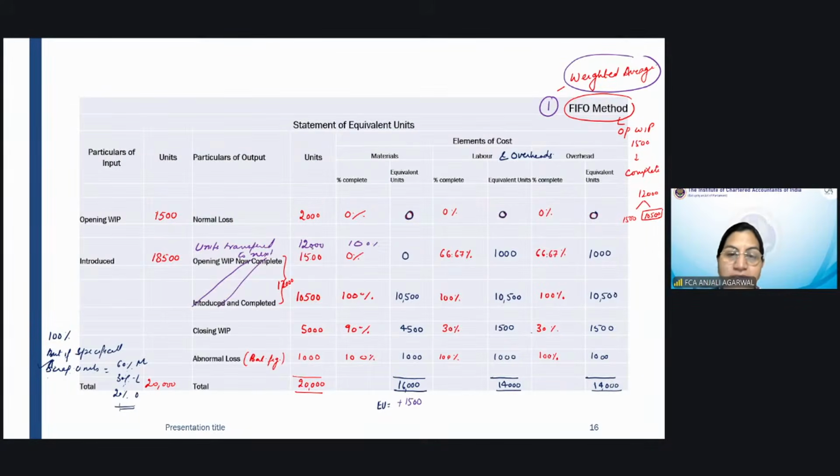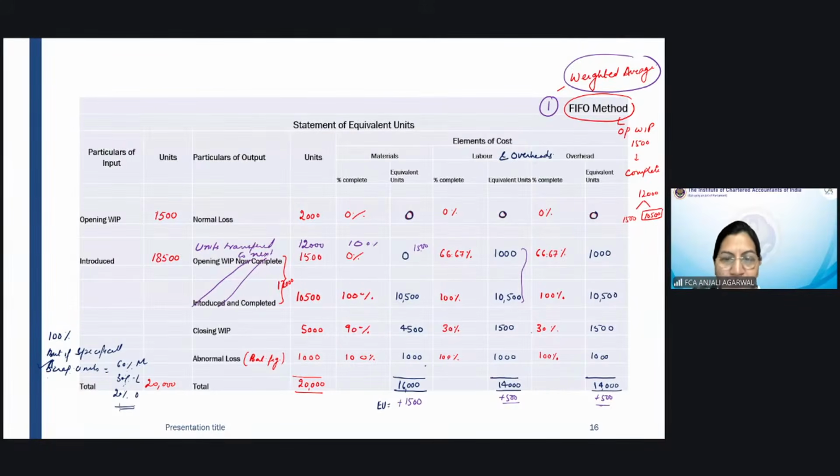1,500, 33 1 by 3% complete. So 500. That 500 we will also assume that that was done in this period only. Okay. Why? What will change? This figure will change from 1,000 to 1,500. And this will change from 0 to 1,500. So everything that was done in the previous period, we will assume that it is done in this period only.